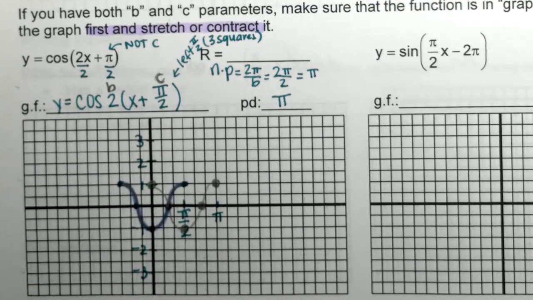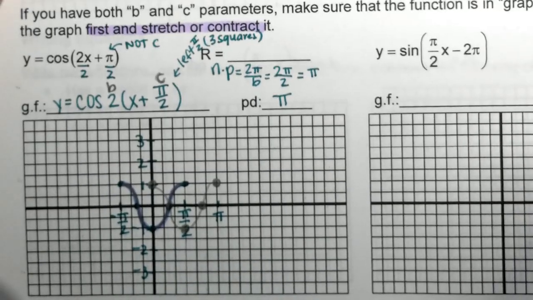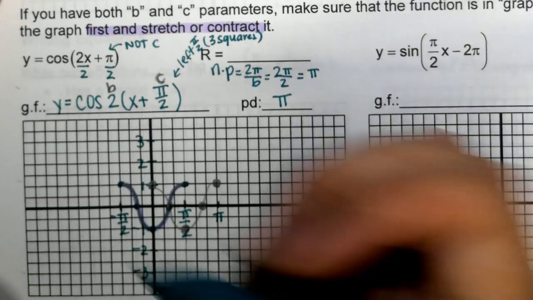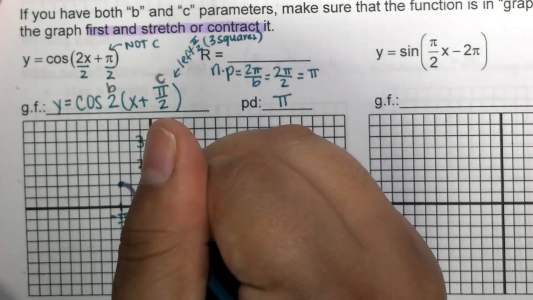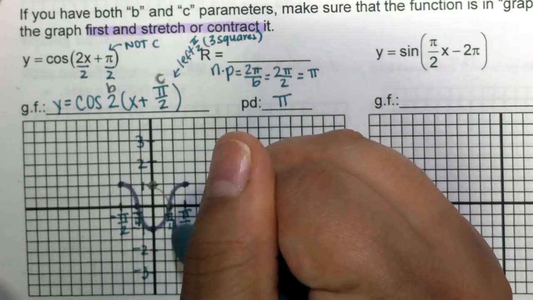I am wrong. Why am I wrong? I forgot to label. What did I forget to label? Negative pi over 2. And what else? Negative pi over 4. And positive pi over 4.